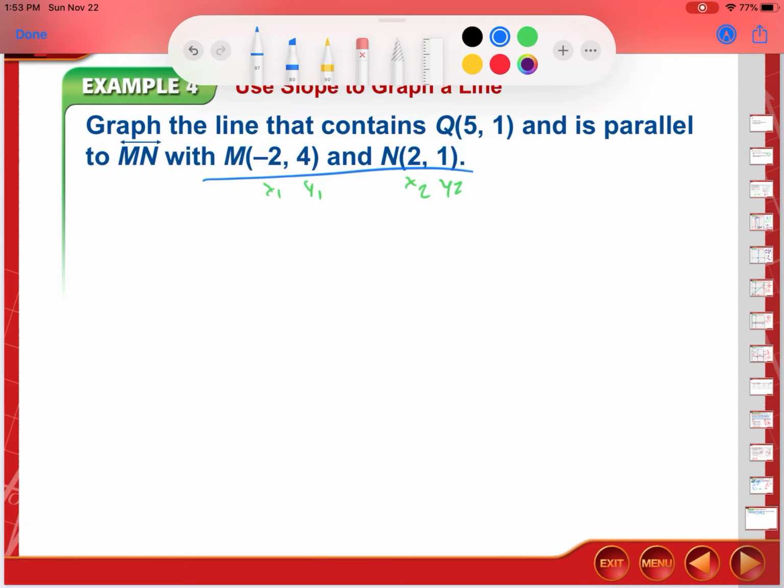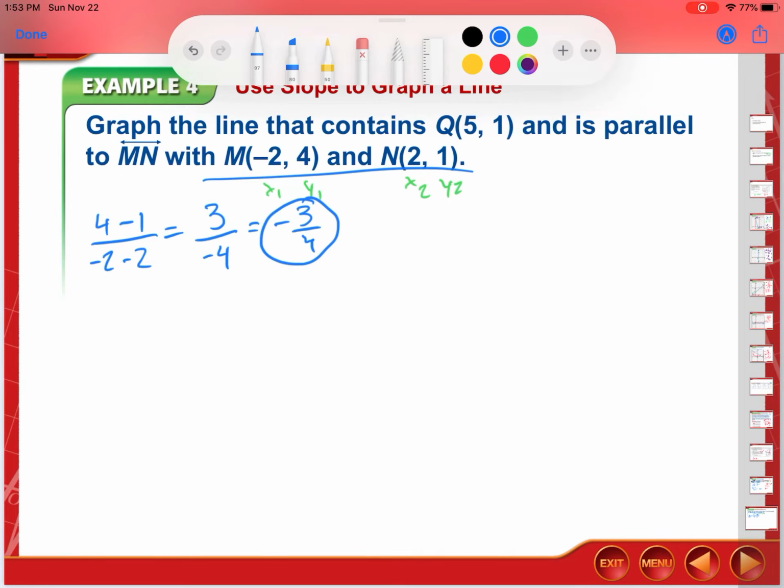So to do this, I'm going to label x1, y1, x2, y2, and then we're going to plug that in. So 4 minus 1 over -2 minus 2, which leaves us with 3 over -4. So our slope is -3/4. Now that we know this is our slope for both lines, -3/4, we have to figure out what another point is for that line that contains Q.